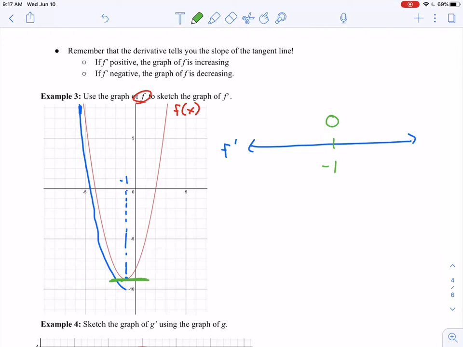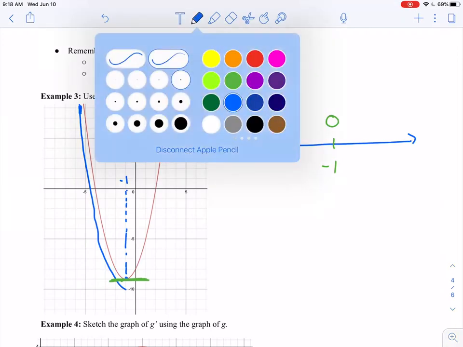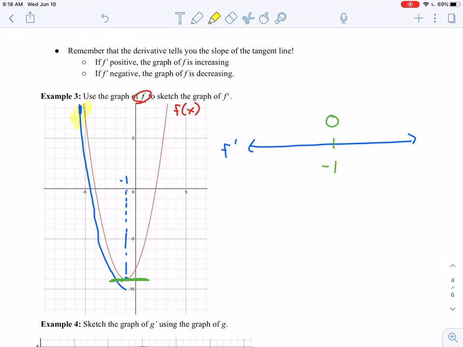We talked about the behavior on the left-hand side, where we said our function is decreasing. Well, if the graph of f is decreasing, then we know that the derivative must be negative. So I'm going to put a negative sign on the left-hand side of -1 so that I know the graph of f prime is negative on that interval.